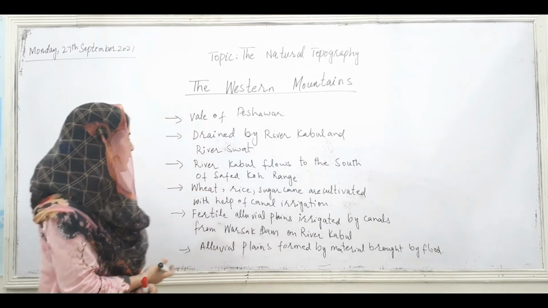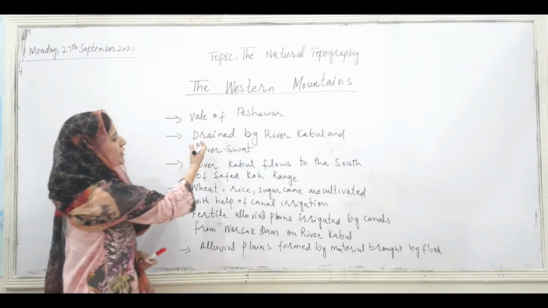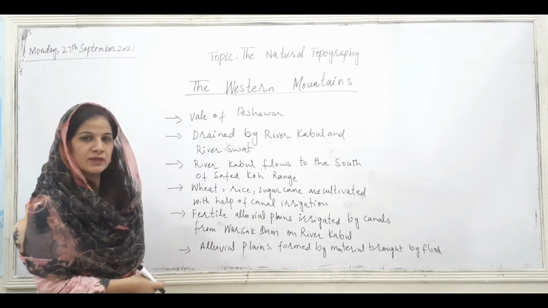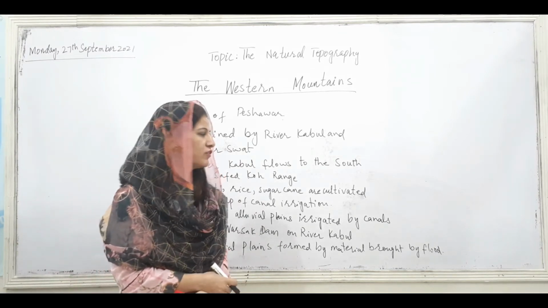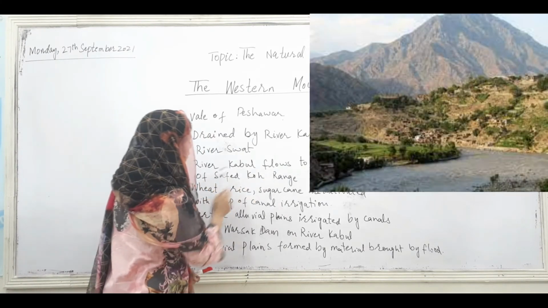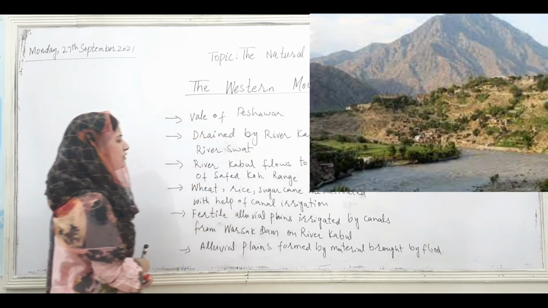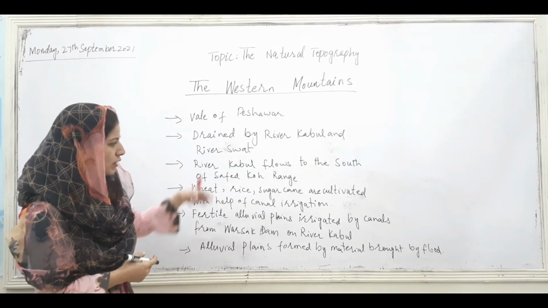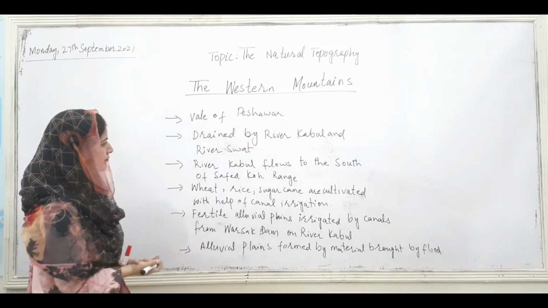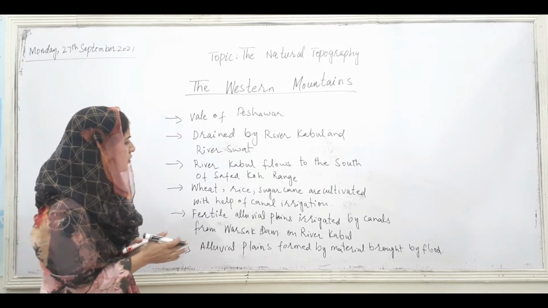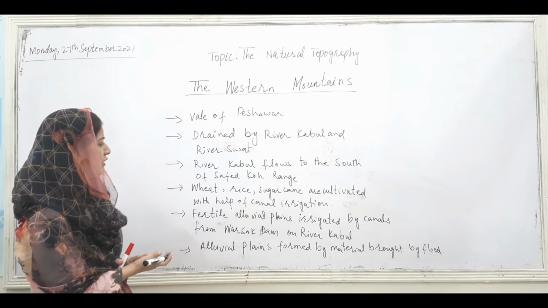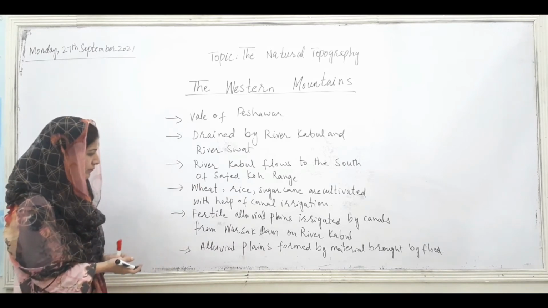Not only that, it has a drainage system from river Swat and river Kabul, but it is also having more precipitation over here. Then river Kabul flows to the south of Safeco range. So river Kabul is not only having access from the Hindu Kush range, it is also flowing through the Safeco range, it is south of Safeco range, and it ends over there.